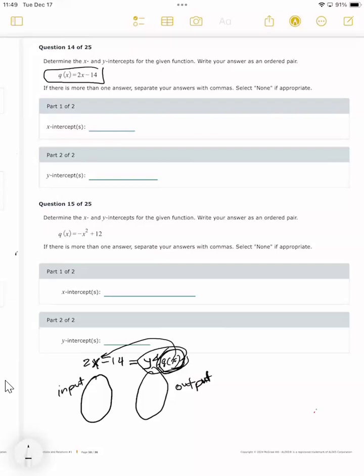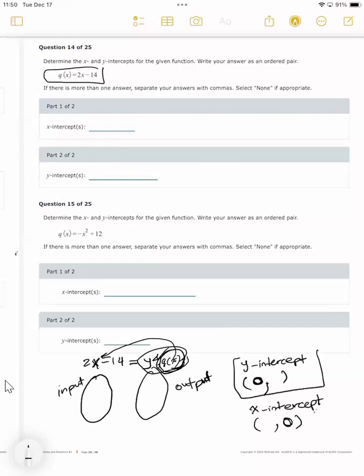So, when you're looking for y-intercept, do you remember the pictures? We always had x is equal to 0. So we said for y-intercept, x is always 0. For x-intercept, we always had y equal to 0.